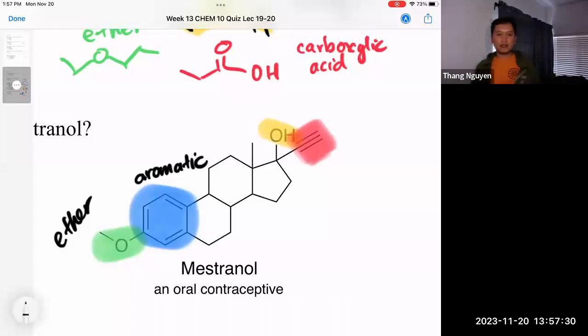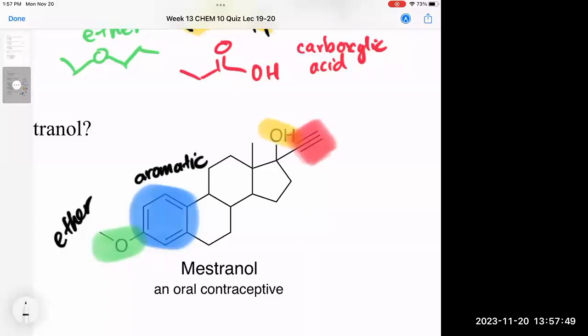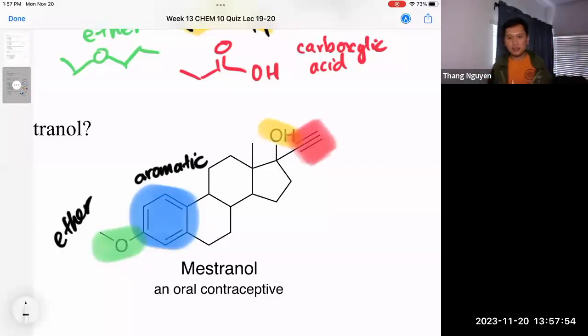So how do you recognize aromatic? Anytime you see a cyclic compound with alternating single and double bonds, that's aromatic. It does get more complicated than that, but in this class, we're going to simplify it and call that aromatic. Very good. More straightforward. How about the yellow one?